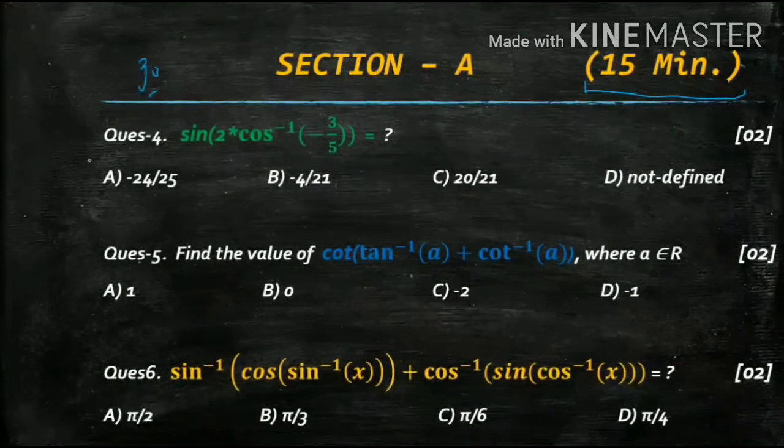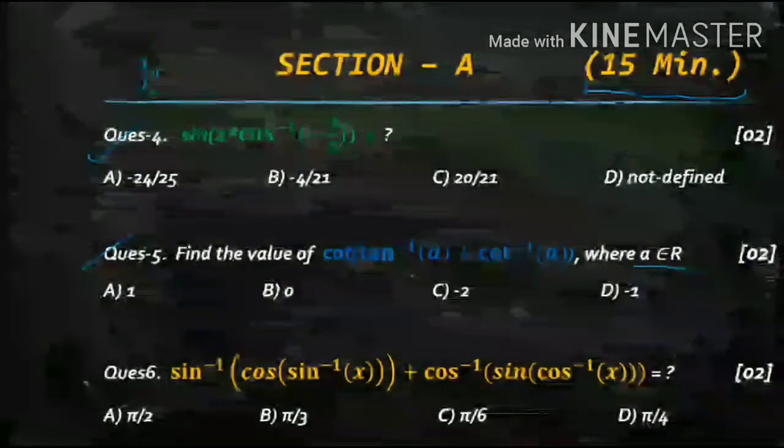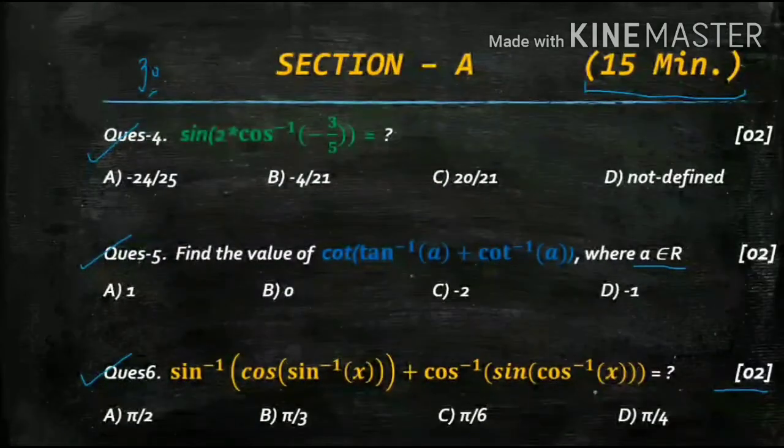Question number 4 says you have to find the value of sine of 2 into cos inverse of minus 3 by 5. Among these, which are correct? It's also of 2 marks. Question 5 asks you to find the value of this expression where a belongs to real numbers. It's also of 2 marks. Question 6 also asks you to find the value of this expression, of 2 marks, with 4 options.